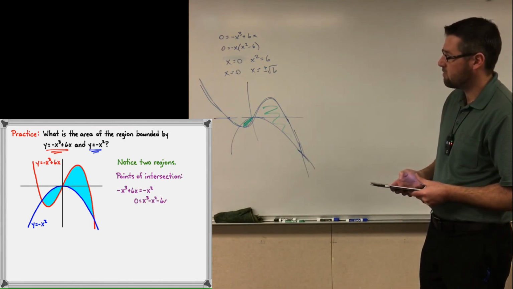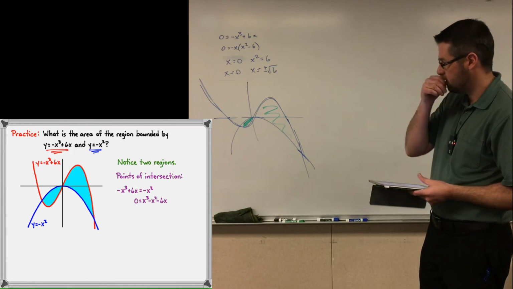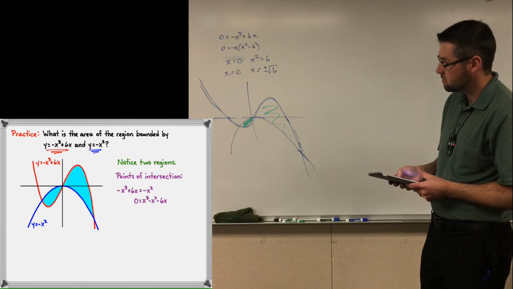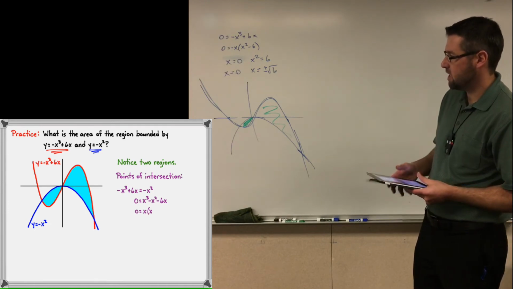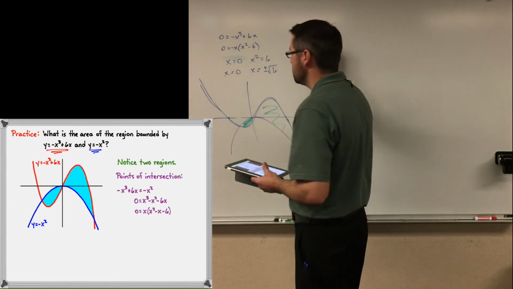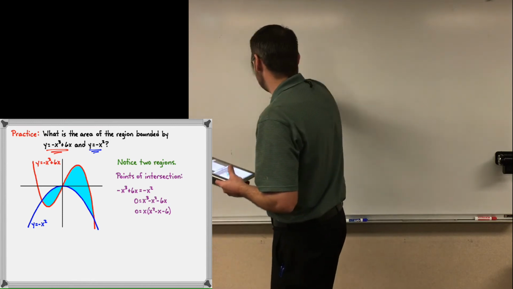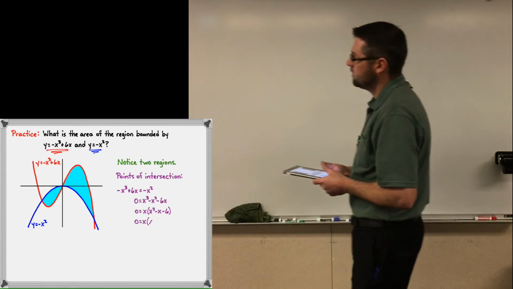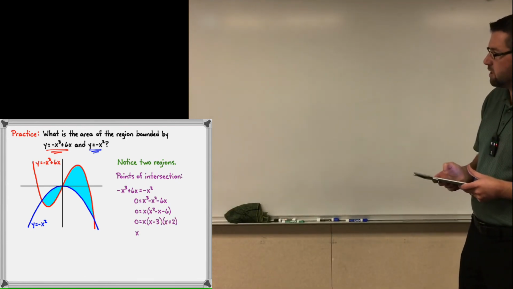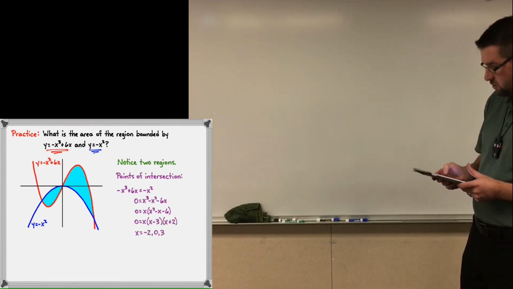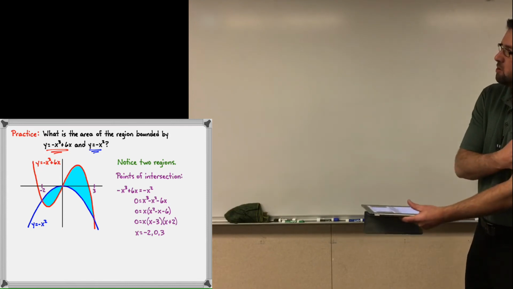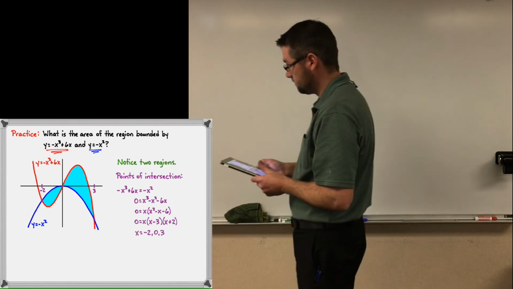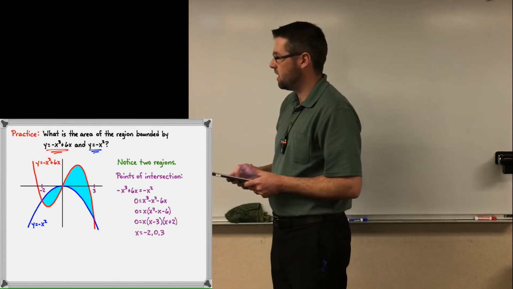What did I do? I got everything to be positive, or at least the first term to be positive. Factor, what does it factor out to? X times x squared minus x minus 6, and then that continues to factor. So your intersections are 0, 3, and negative 2. So what's the first integral? What's the first equation? The integral from negative 2 to 0.